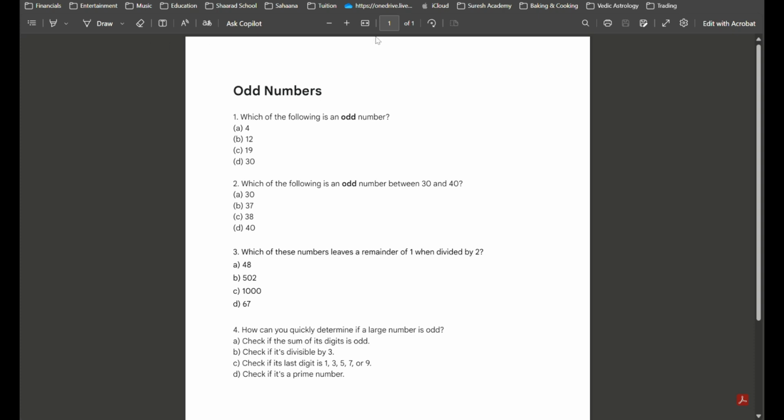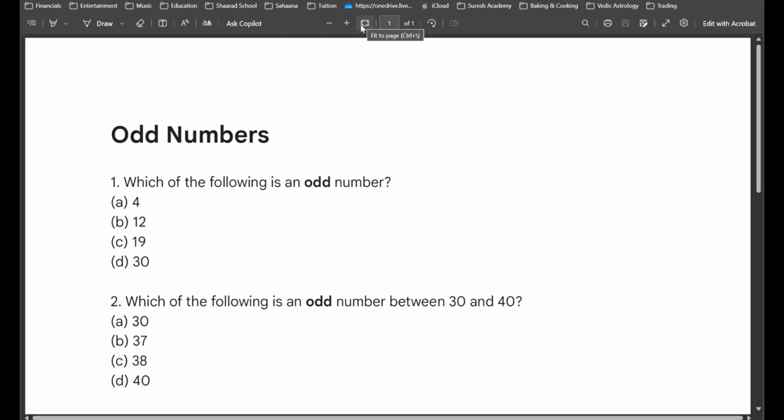Okay, odd numbers. Let me just zoom in a bit. Okay, so which of the following is an odd number? What do we need to do? We need to observe the last digit. The last digit here is 4. 4 is not an odd number. 2 is not an odd number. 0 is not an odd number. 9 is an odd number. Therefore, 19 is an odd number. So the answer will be C.